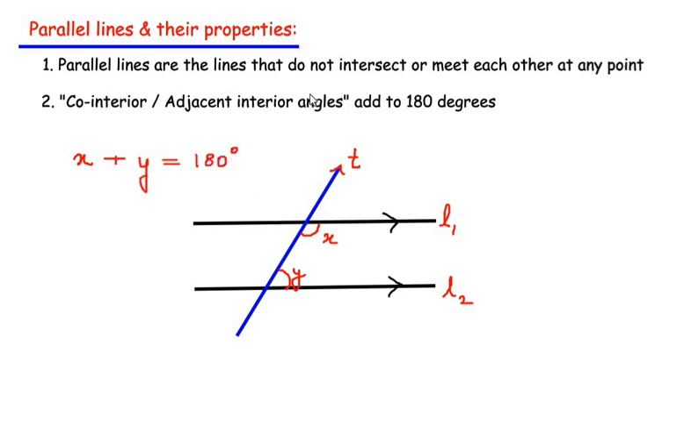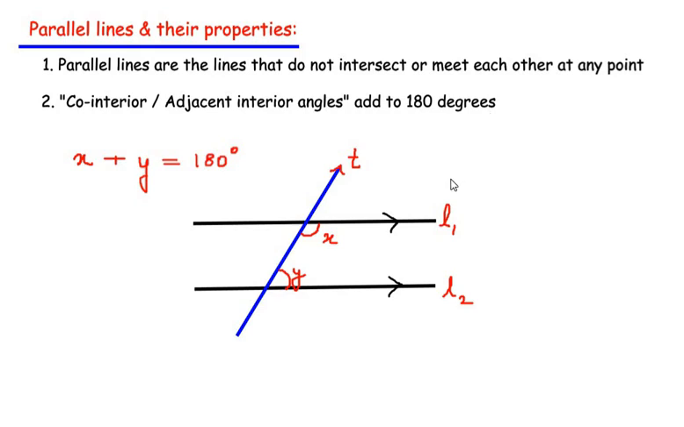So these are the 2 things we need to remember. One thing is the parallel lines will never touch each other, and the next one is when we add the co-interior angles of a parallel line cut by a transversal line, they should always add up to 180 degrees.